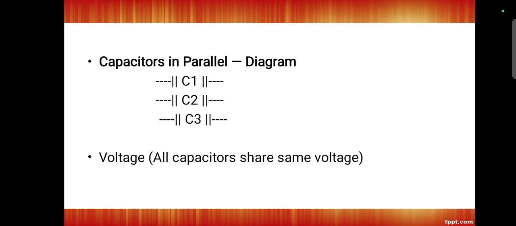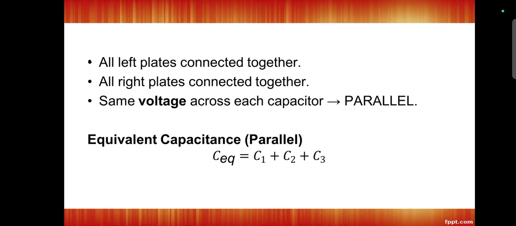Similarly, this is called parallel connected capacitors. C1, C2, C3: here all capacitors share the same voltage. Previously different voltages, here the same voltage. All left plates are connected together and all right plates are connected together. So the same voltage across each capacitor is called a parallel connection. The equivalent capacitance connected in parallel is given as C equivalent is equal to C1 plus C2 plus C3.